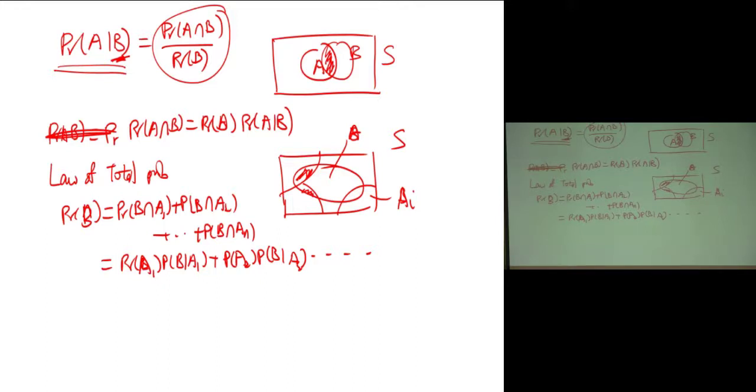A very simple example is this. The probability of B is equal to the probability of A times the probability of B given A, plus the probability of A complement times the probability of B given A complement. This is a very simple way to partition S into A and A complement. They are mutually exclusive and their union equals S. Then I look at the part of B common to A and also B common to A complement, and add them together. All right.